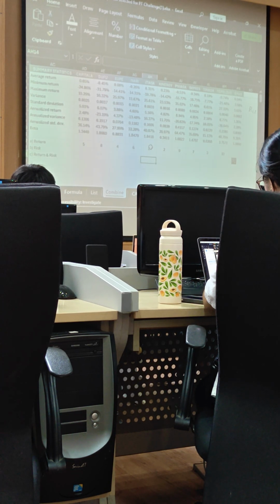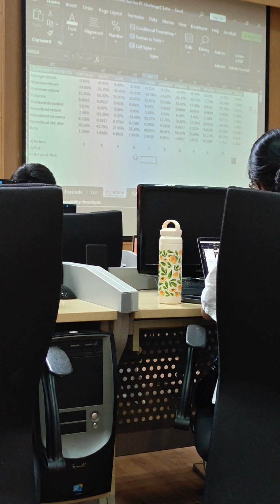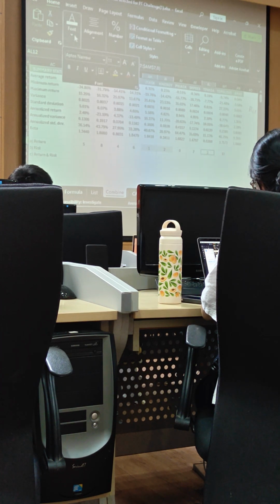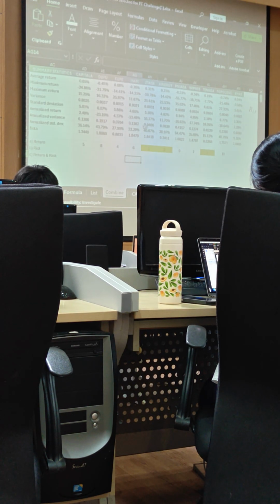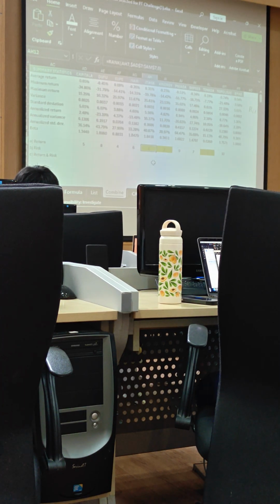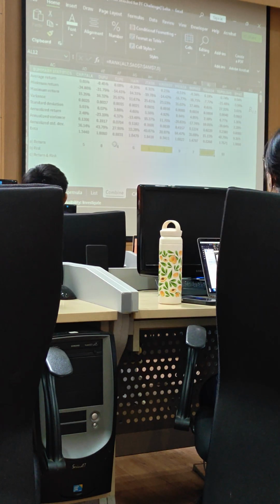With regards to the question in the assignments, if you only consider returns, which 3 companies would you pick? In my case, I would choose these 3 companies. Problem solved. I would choose the first, second, and third, meaning that I would put my money in Jasa Biasa, Synergy as well as Tenaga.